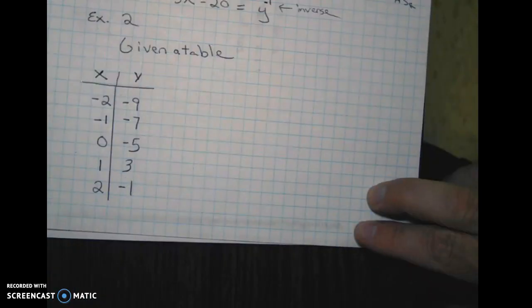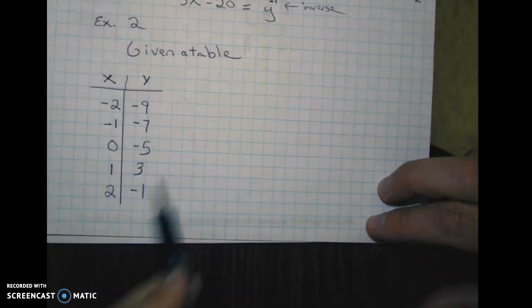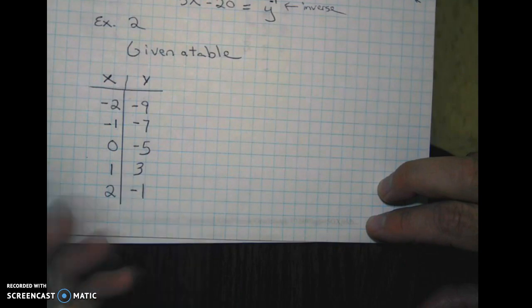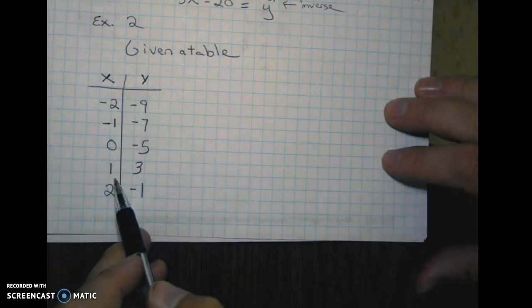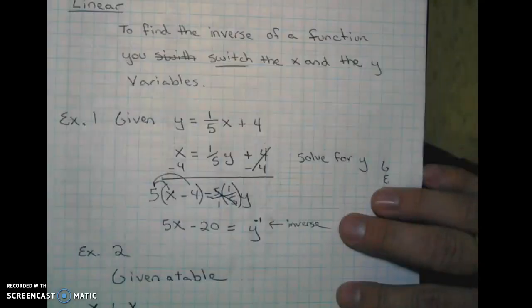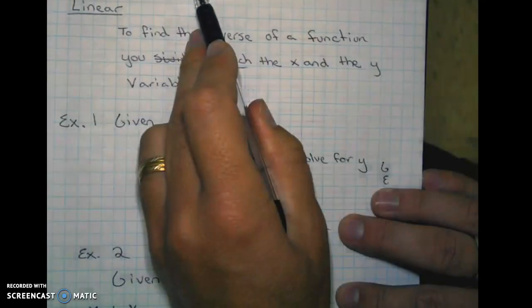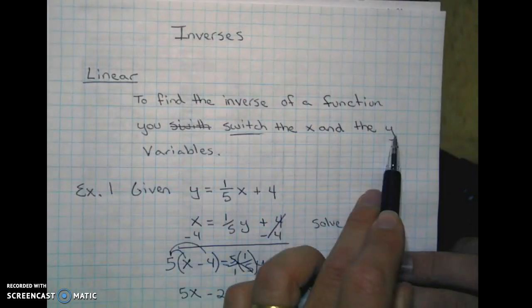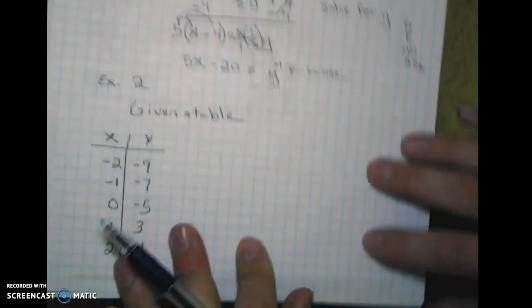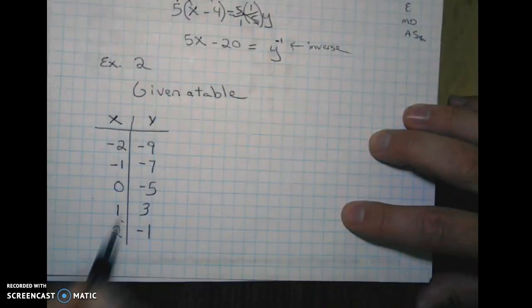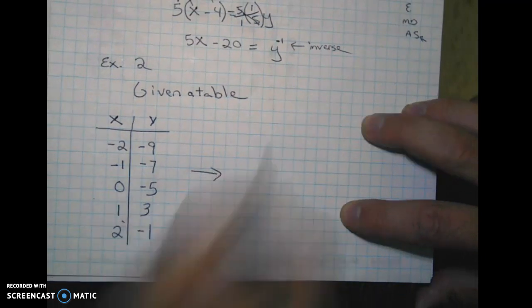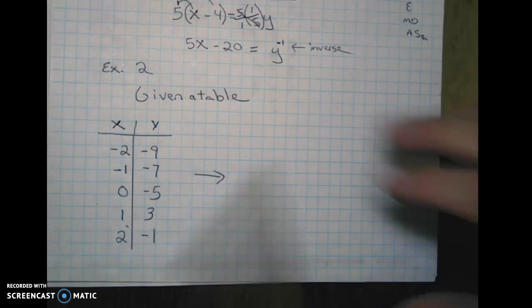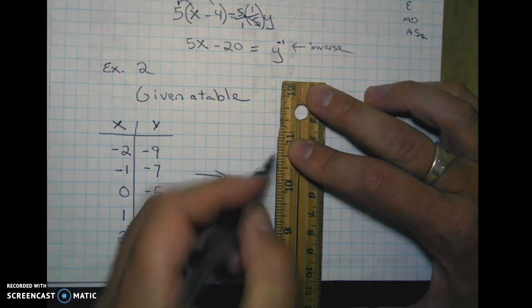Okay, in example 2, we're given a table of values, and in order to find the inverse of a table, we have to go back to the rule. We have to have this memorized. When finding an inverse, we switch the x and the y variables. So in this case, we're going to switch all the x's with the y's. So to get our inverse table, we're going to switch them around.